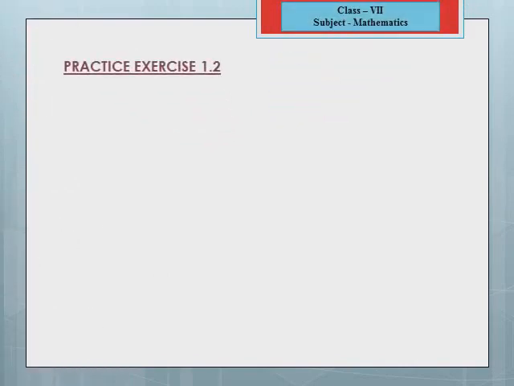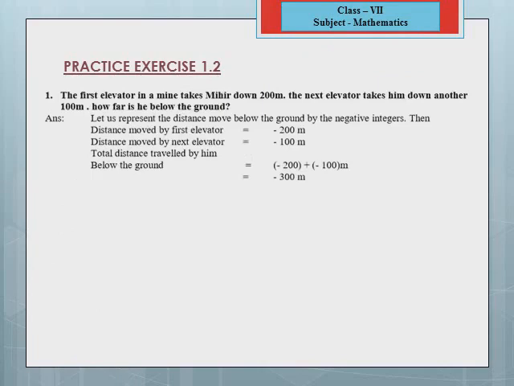The first elevator in a mine takes Mihir down 200 meter. The next elevator takes him down another 100 meter. How far is he below the ground? Now we will represent the distance moved up with positive and the distance moved down by negative.